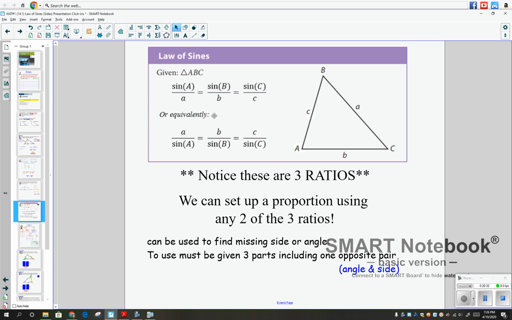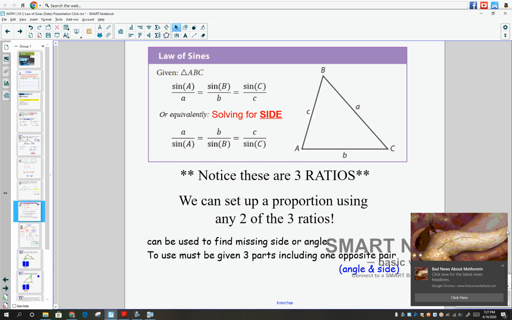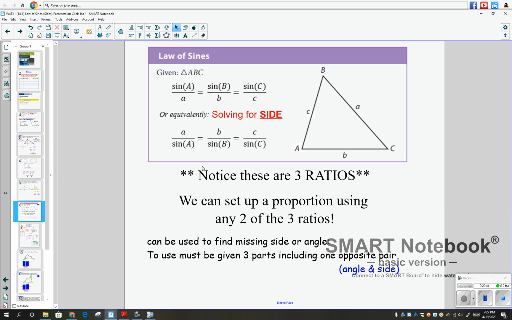Today we're going to look at using law of sines to solve for sides. That means we're going to use the bottom one. We want to put the missing measure on top. Reason being is I want the variables to be on the top. I'm going to use the top one in our next lesson when we look for solving for an angle.